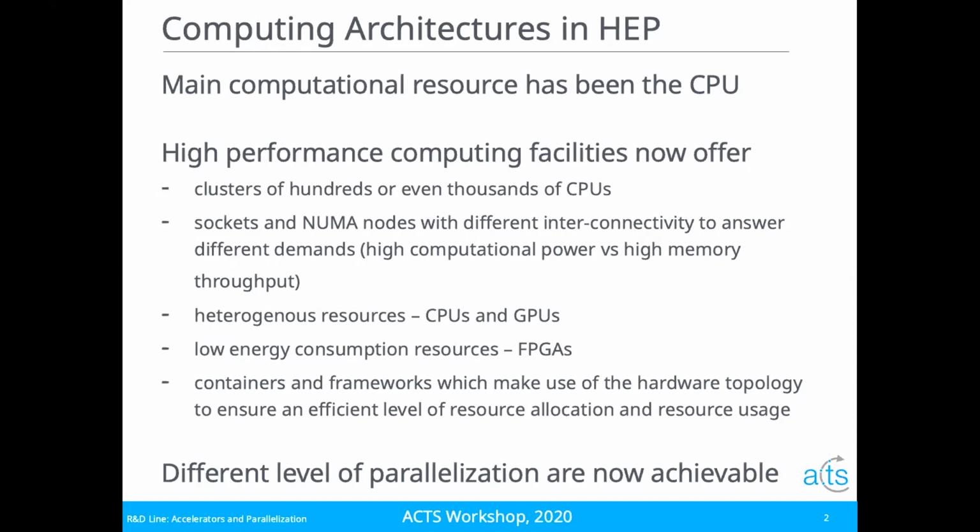But high-performance computing facilities now offer a lot of new things, like clusters of hundreds or thousands of CPUs, sockets and NUMA nodes with different interconnectivity to answer different demands, heterogeneous resources like CPUs and GPUs, low energy consumption resources like FPGAs, and containers and frameworks which make use of the hardware topology to ensure an efficient level of resource allocation and resource usage. This means that different levels of parallelization are now achievable.